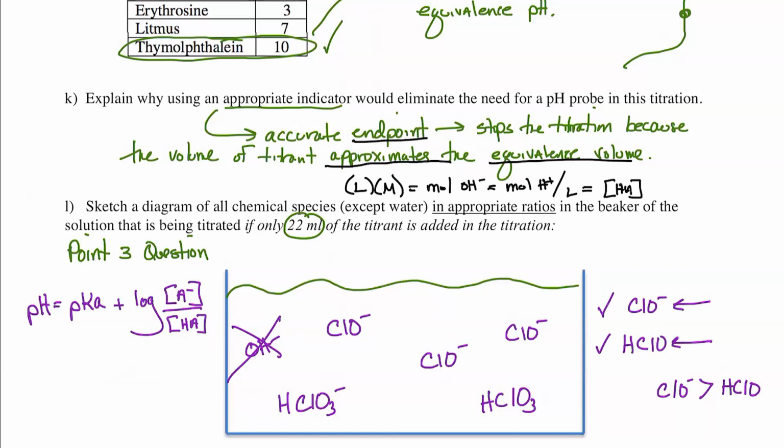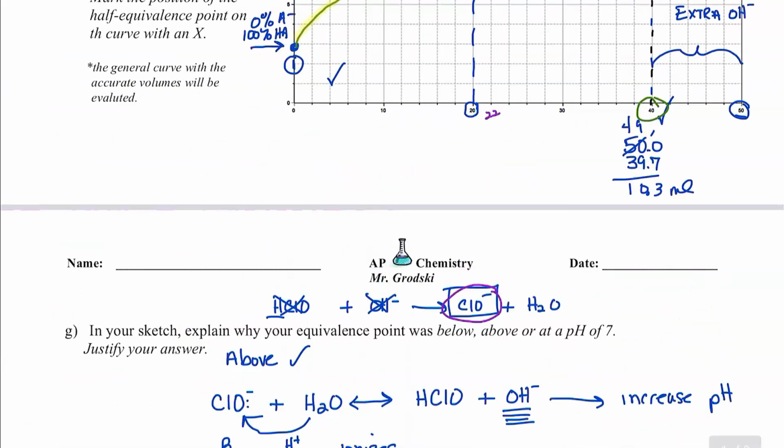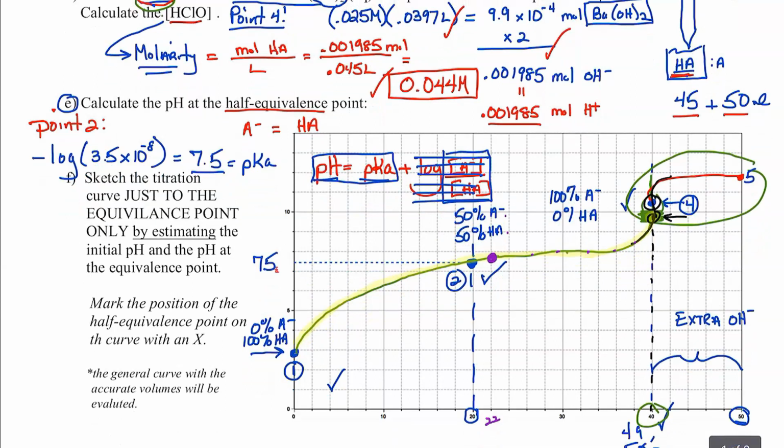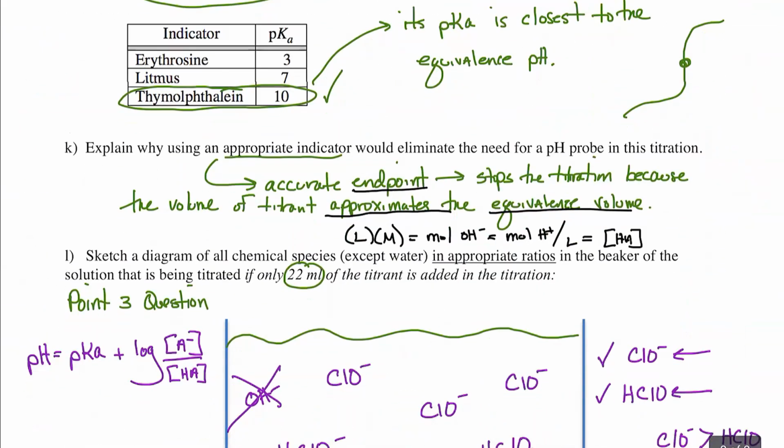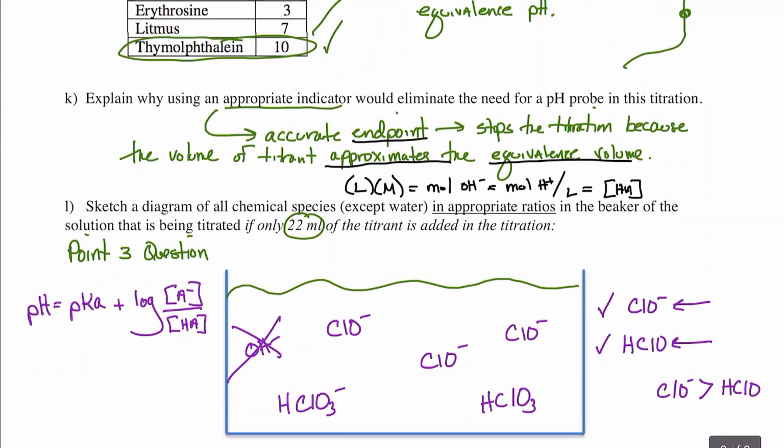And so if you're above half equivalence, as you can see from the graph, this is going to be a little bit higher. How much higher is it? It's going to be higher than 7.5. Oh, 7.5 is your what? Oh, that's your pKa. So what's the pH? We're going to have this what? 7.5. We determined that was the pKa.